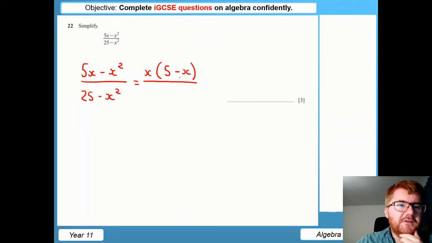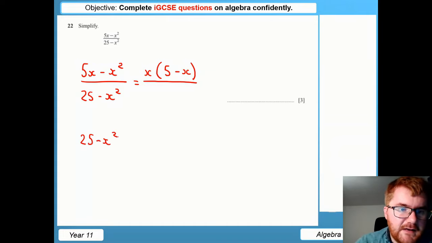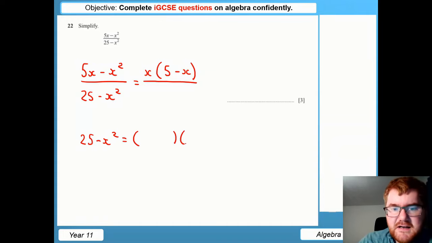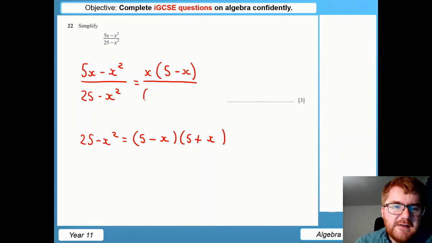And now the bottom is ding, ding, ding, ding, ding. One of those, you've got square numbers. So if we take 25 minus x squared, we can set up the two brackets. And notice we can take the square roots of everything. So the square root of 25 is 5. The square root of x squared is x. And because we want the cross terms to cancel, we put a minus in one and a plus in the other. And you really need to spot this on the higher level questions.